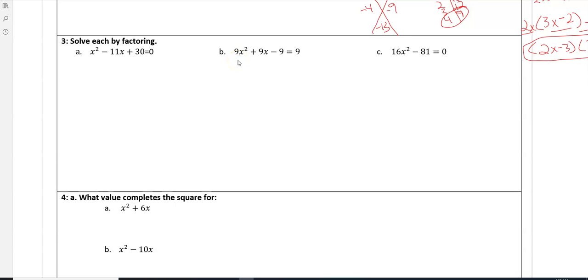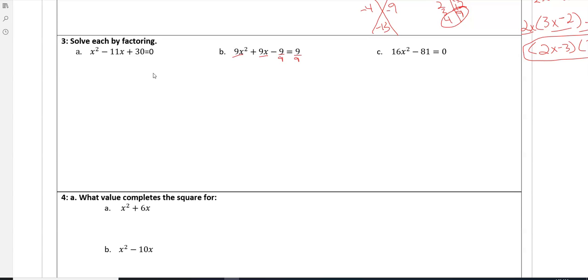All right, class, for number 3, we're going to solve each of these by factoring. I'm going to do B and C, and I'm going to leave you A. A is pretty simple. B and C have a little bit of a trick to them, so I'm going to show you those. On B right here, the first thing I notice, and when you're solving it's a great thing to notice, is that these are all divisible by 9.